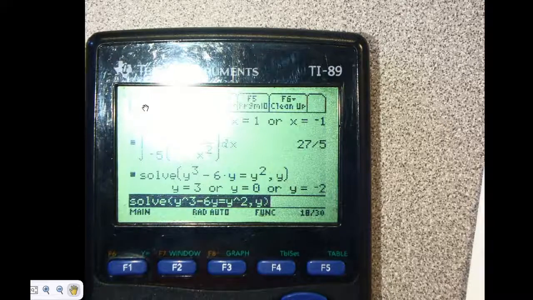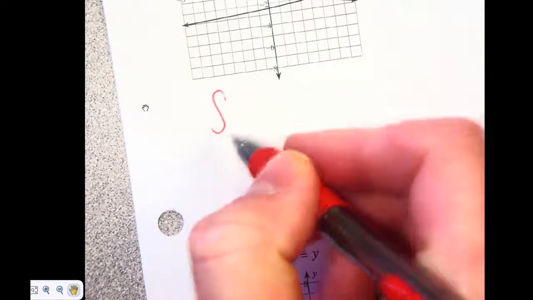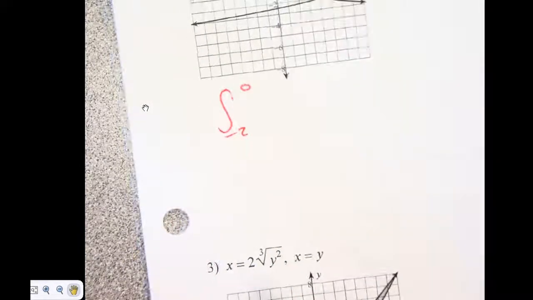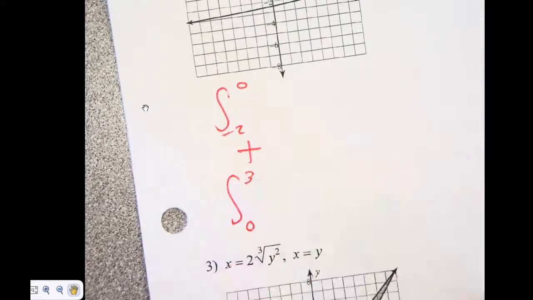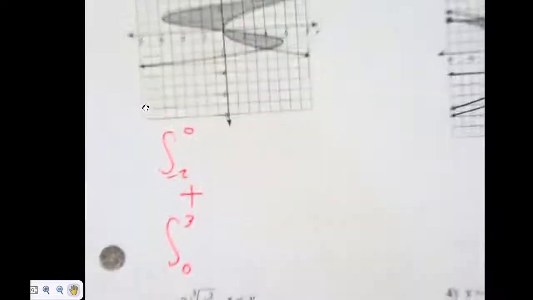You mean 3, 0, -2? 3, 0, -2, which is looking at the graph. That makes sense to me. So I'm going to go one integral from -2 to 0, and I'm going to go another integral from 0 to 3, and I'm going to add those up.